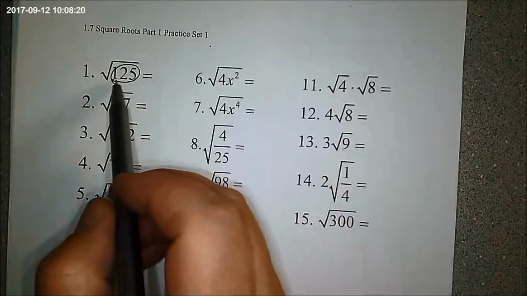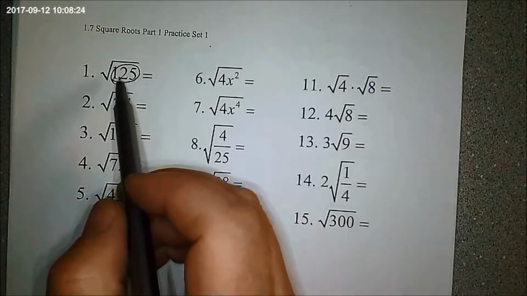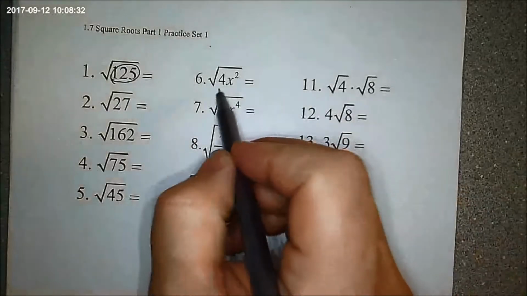So square roots ask what number squared equals the radicand. So this is looking for a number times itself that's 125. First thing you think about is, is 125 a perfect square? It's not. If it was, then it would be really easy.